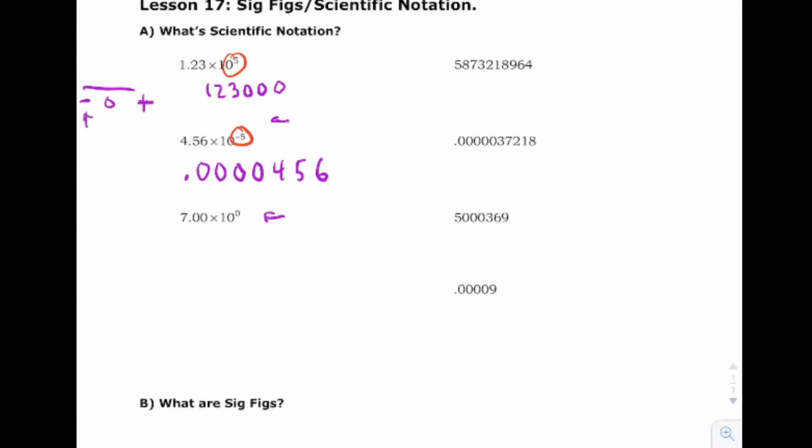The easier question to answer would be how far do you slide it? Zero places. So if you slide it zero places, then 7.00, if I don't slide the decimal, is 7.00. So this actually is kind of like you don't even need that there, times 10 to the 0.